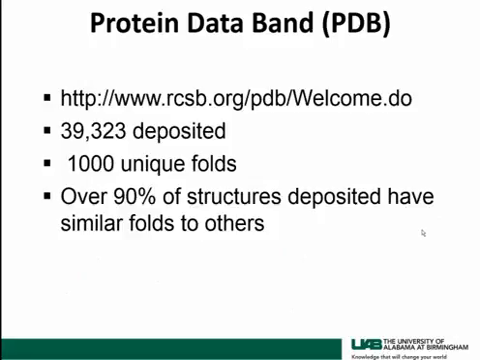One of the telling signs is that a few years ago there were about 39,323 different proteins deposited on this Protein Data Bank right here. If you get a chance, please go to this website. And yet, among these nearly 40,000 proteins, there were only 1,000 unique folds, which means that they share a lot of intermediate states among them. Okay, very similar structures. So over 90% of the structures deposited have similar folds to the others.